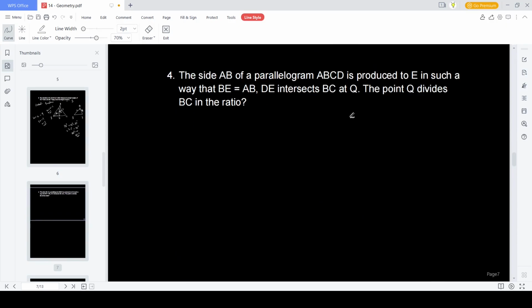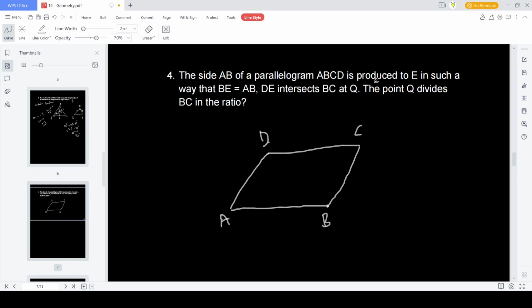Next question. The side AB of a parallelogram is produced to E in such a way that BE is equal to AB. DE intersects BC. Okay, let's draw the diagram. So we'll say this is the parallelogram where this is A, B, C and D, and AB is produced to E such that BE is equal to AB. So this is E.